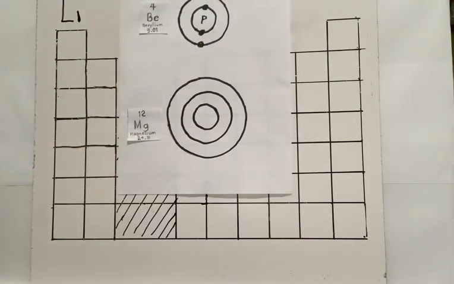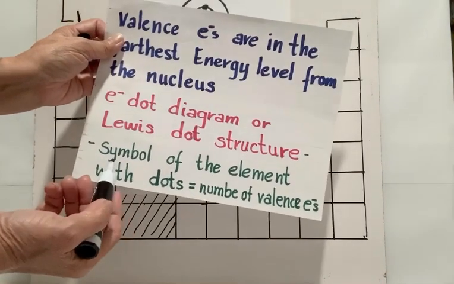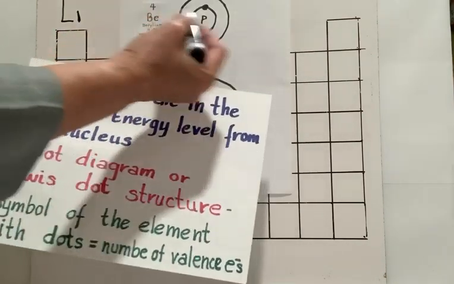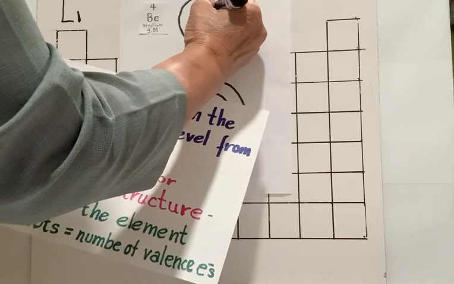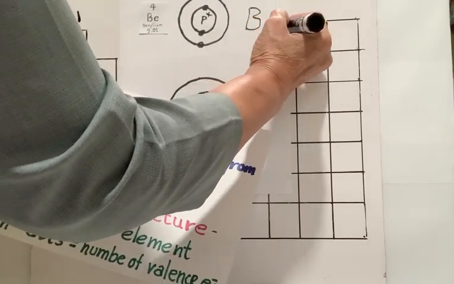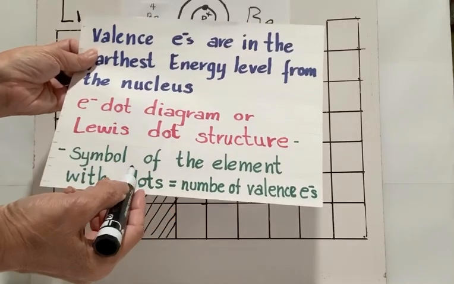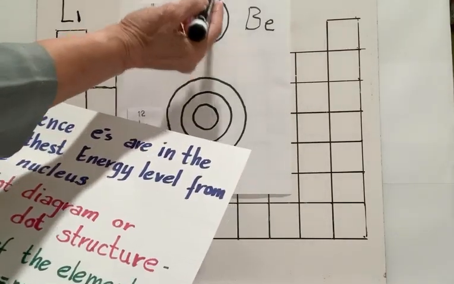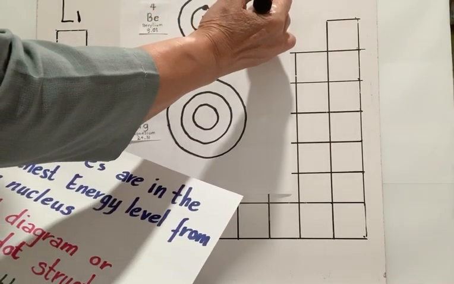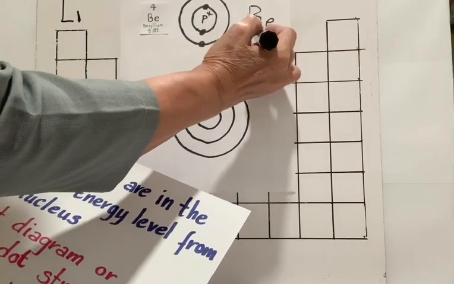And so let us go back again with the definition of the electron dot diagram. It is the symbol of the element. So what is the symbol of beryllium? The symbol of beryllium is Be, and then the dots represent the number of valence electrons. So that is why we will have 2 dots, right?